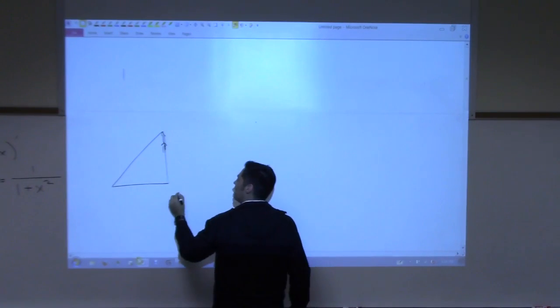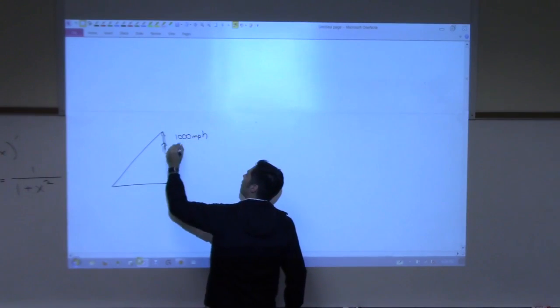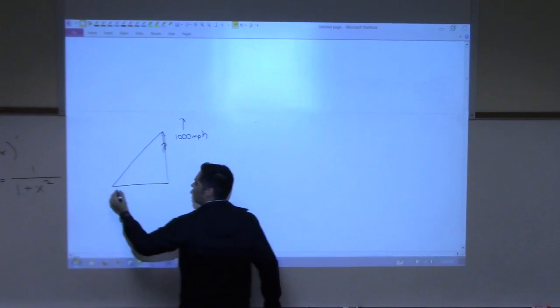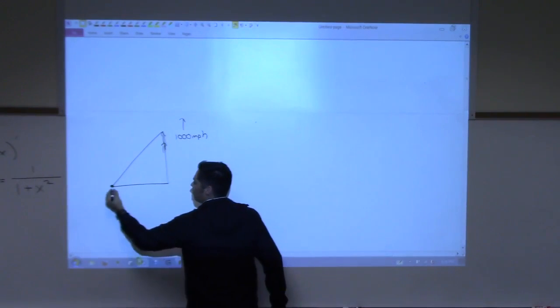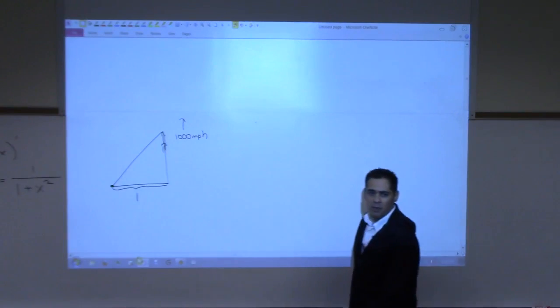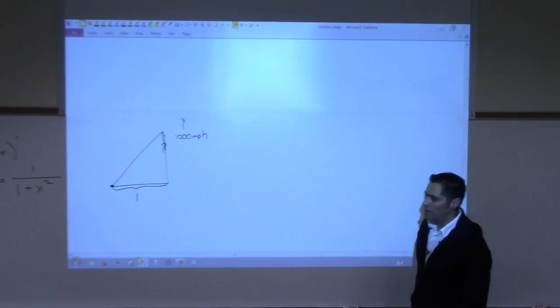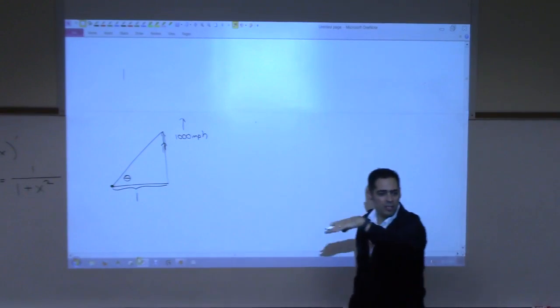That's my rocket. It's traveling at 1,000 miles per hour, straight up like that. And we have an observer, which I'm going to look at as being a point on the ground. That observer is always a fixed distance of 1 mile away from the launch point of the rocket. I am interested in knowing how fast the angle of inclination is changing.